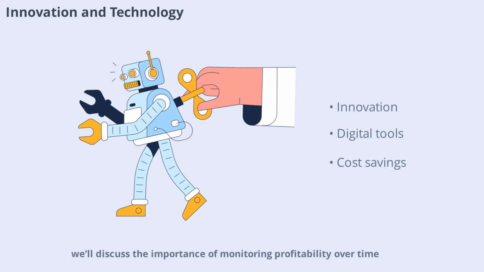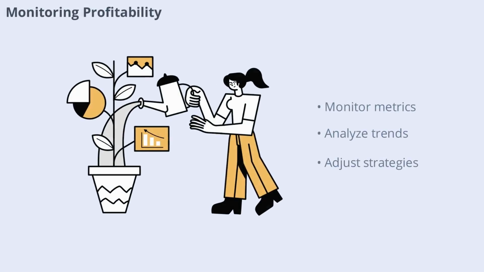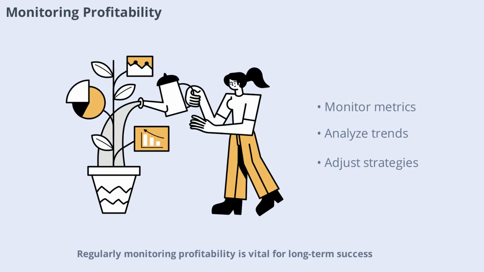In the next scene, we'll discuss the importance of monitoring profitability over time. Regularly monitoring profitability is vital for long-term success. This involves tracking key metrics, analyzing trends, and adjusting strategies as needed. By staying proactive, you can quickly identify issues and capitalize on opportunities.